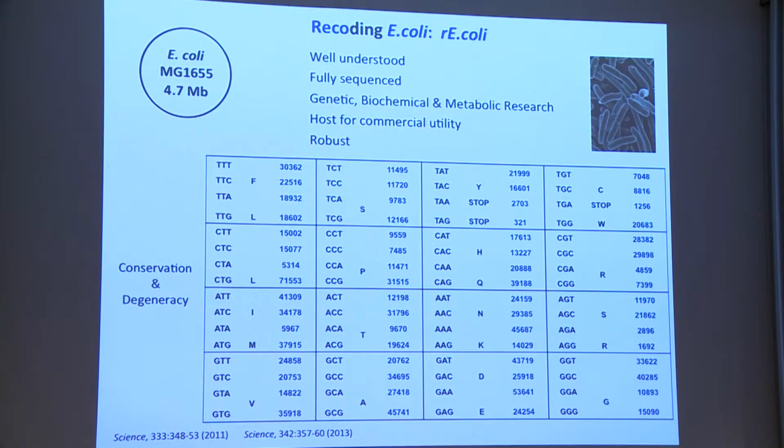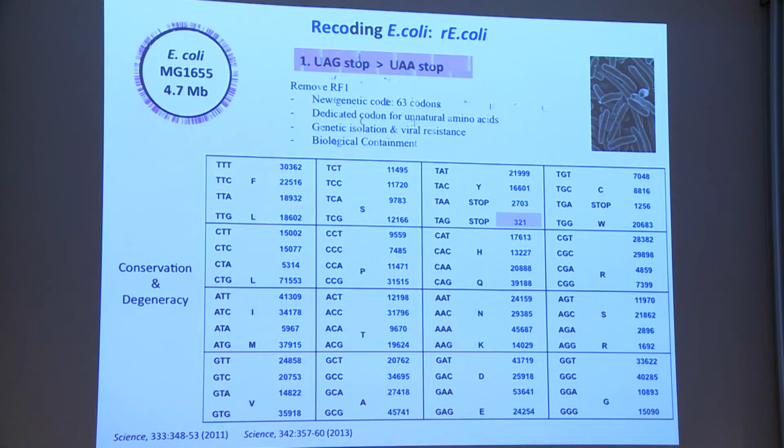So partly inspired by this, we set out about 10 years ago with the goal of recoding the genetic code of E. coli. So here's the codon usage table for E. coli, the function that those codons encode, as well as the frequency of those codons throughout the genome. And the idea here is to really leverage some of the key principles of the code, conservation and degeneracy, to see if we could basically perform a genome-wide codon reassignment.